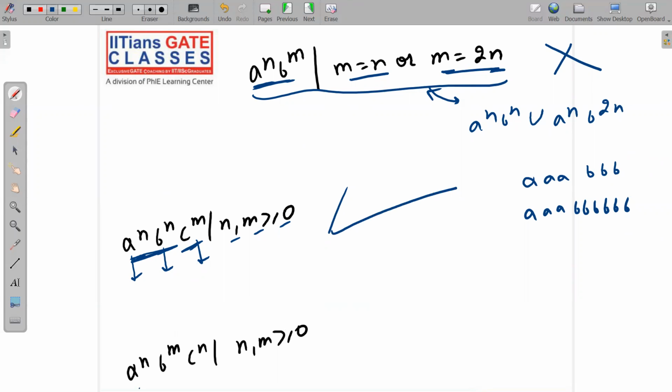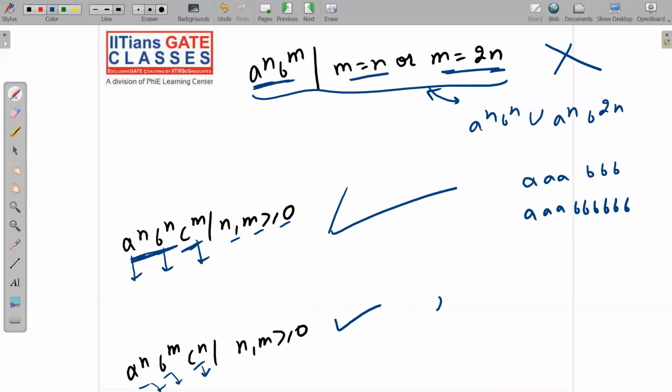Next question: A^n B^m C^n. Again, A will be pushed, B will be ignored, and C will be popped. Sorry, C will be popped. Whenever C comes, we will do the cutting. So that means this is DCFL. There is no confusion at all.